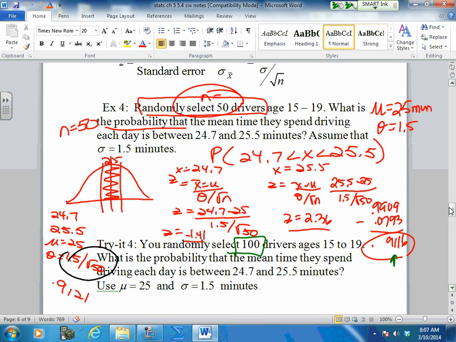I want you to think for a minute. What's going to happen to your standard deviation if I increase this to 100? No, your standard deviation is going to do what now? Shrink. It's going to decrease. So I'm going to be decreasing my standard deviation. Is that what you said? I'm sorry. I thought it was increasing.